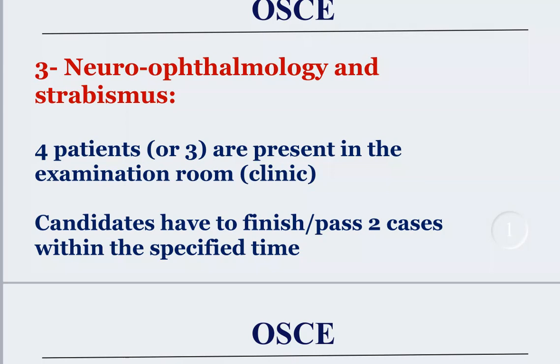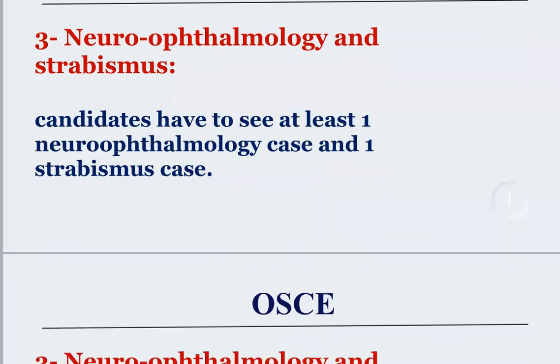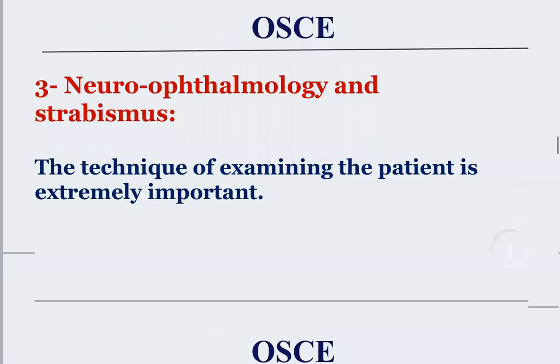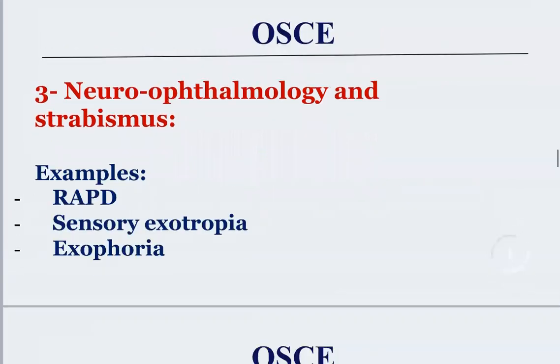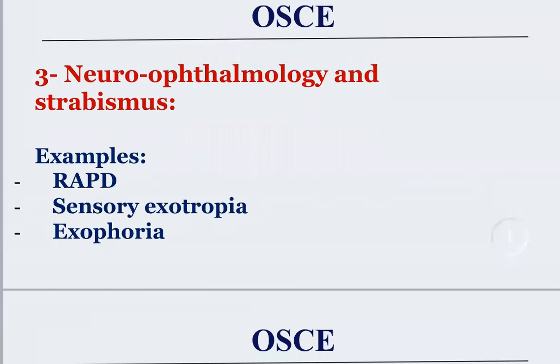Okay. Candidates have to see at least one neuro-ophthalmology case and one strabismus case. So the first case, for example, will be neuro-ophthalmology. The second will be strabismus. The third may be neuro-ophthalmology and strabismus. And so on. The technique of examining the patient is extremely important. This is what I said regarding neuro-ophthalmology, strabismus, and also oculoplasty. Okay, so examples: relative afferent pupillary defect, sensory exotropia, and exophoria.